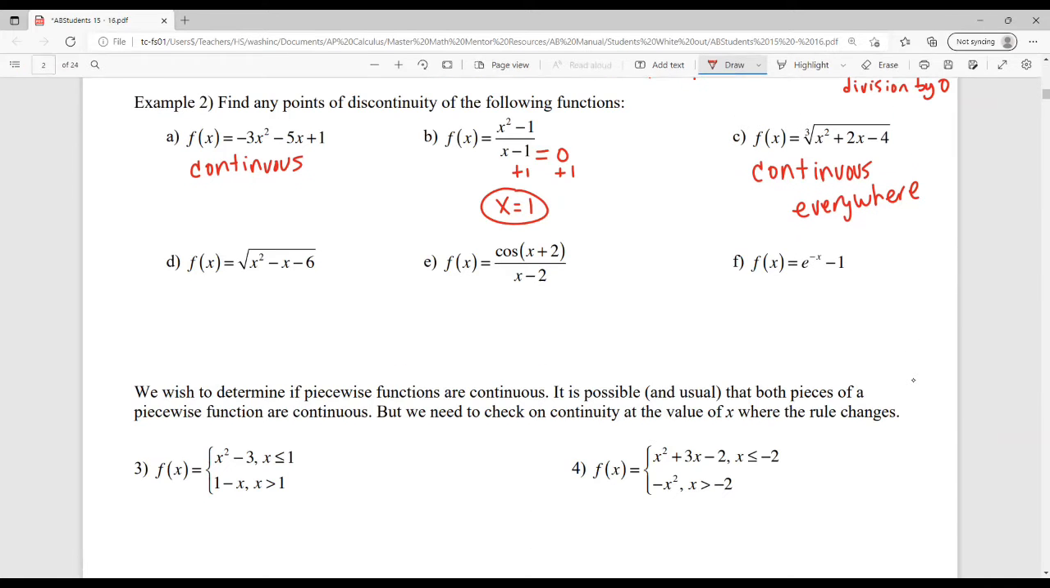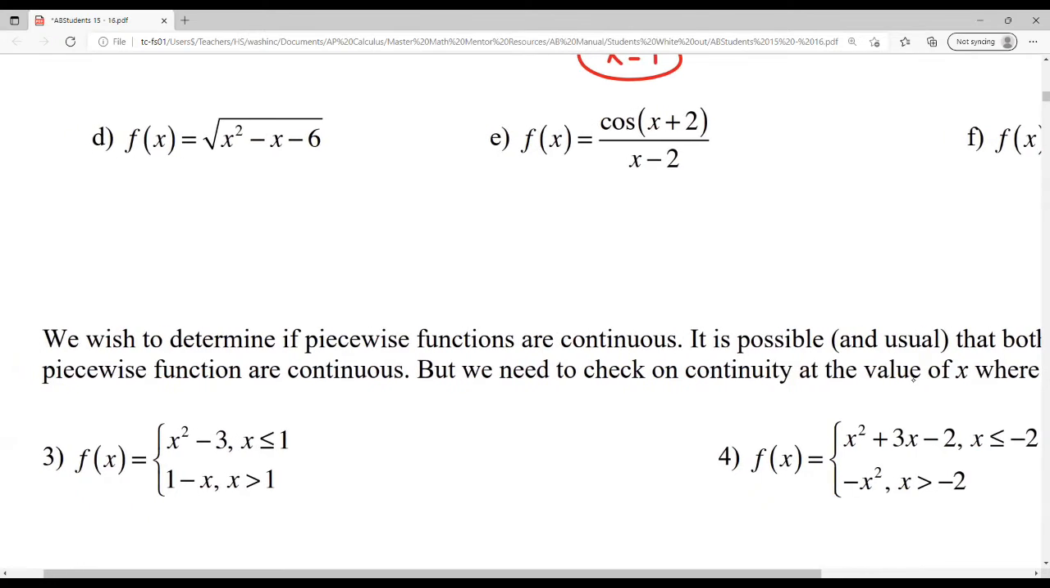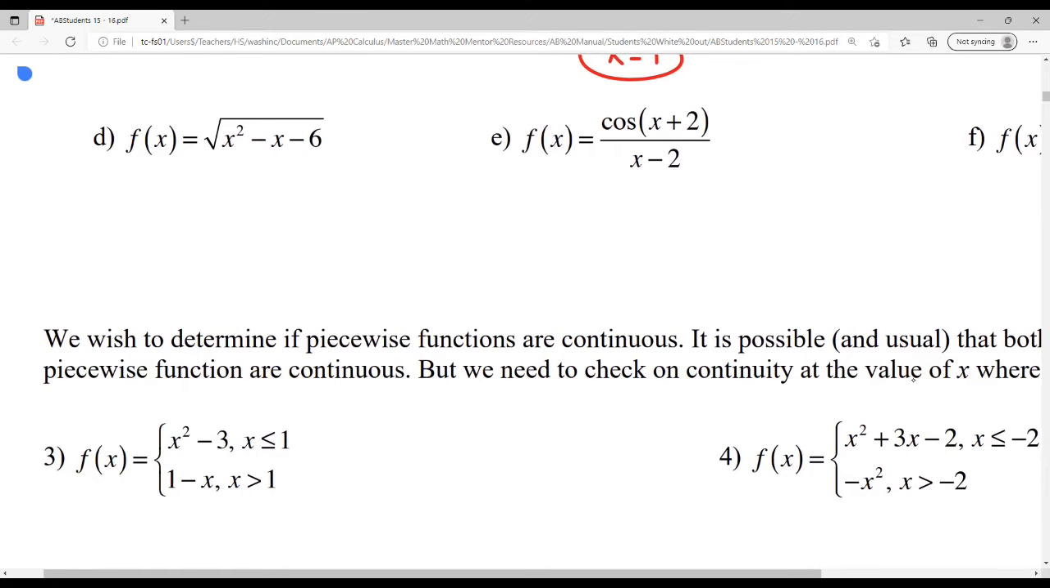Part D, however, is an even root, and even roots cannot be negative. So if we're trying to figure out where this is discontinuous, this is going to be discontinuous where x squared minus x minus 6 is less than 0. So any number that we plug in and get a number out that's less than 0 is going to make this function discontinuous. In order to solve this inequality, we need to factor. We get x minus 3 times x plus 2 is less than 0.